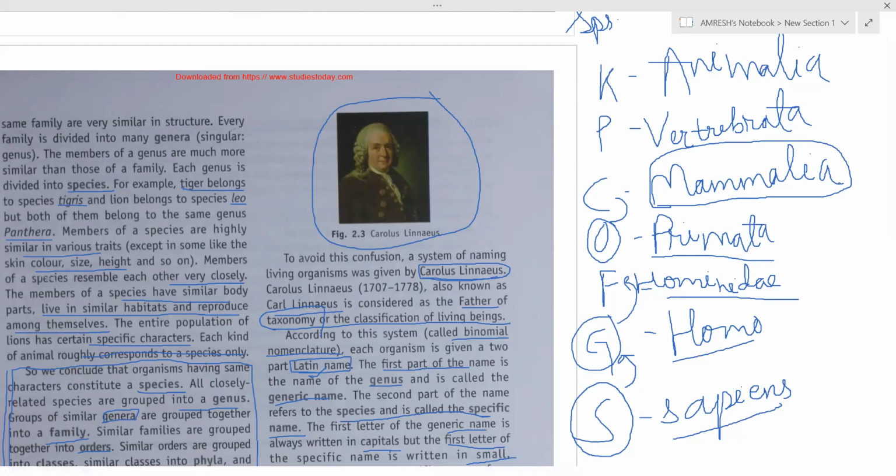But mammals are not similar to amphibians, so we have differentiated them on the basis of their class. Mammals are a different class, amphibians are a different class. Amphibians live on both land and water, but mammals cannot live on both. They live either on land or in water. A whale lives inside water, but we cannot live inside water. We live on land. So we have differentiated them into different classes.